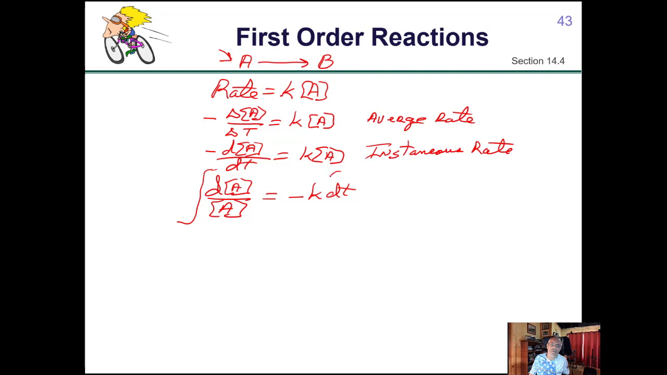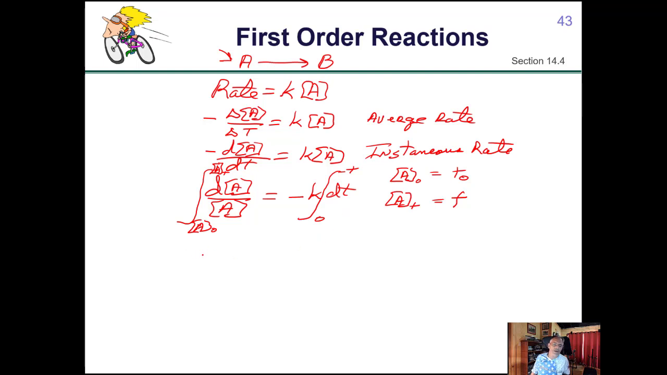k is a constant, so we can pull it out of the integral. Here are the boundaries of our integration. We've got A at time 0, that's our initial concentration, A naught, and then A at some time t. Over here we have time 0, and then it's some time t.